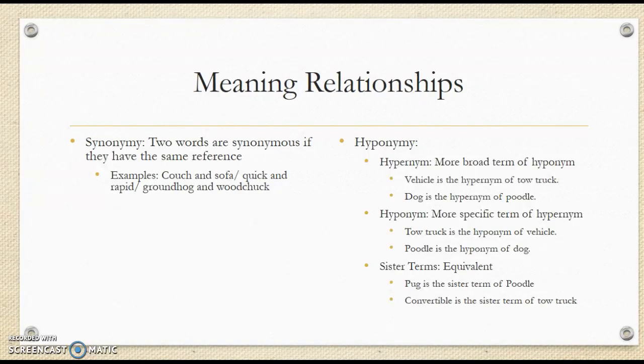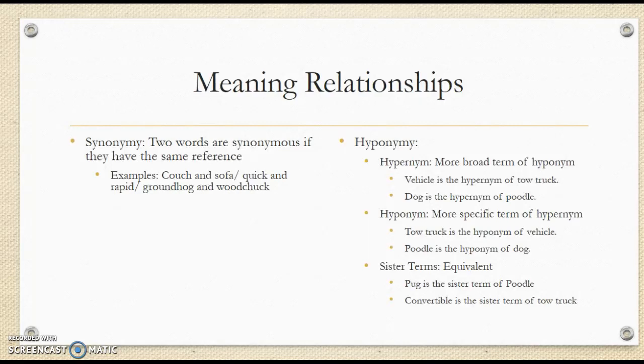Hyponymy, this is where we have kind of a hierarchy relationship. So a hypernym is a more broad term of a hyponym. So a vehicle is a hypernym of a tow truck. So in the hierarchies of vehicles, tow truck comes below. Dog is a hypernym of poodle. So it's one step up. It's more broad. Then hyponyms are more specifics of hypernyms. So a tow truck is the hyponym of a vehicle. A poodle is the hyponym of a dog.